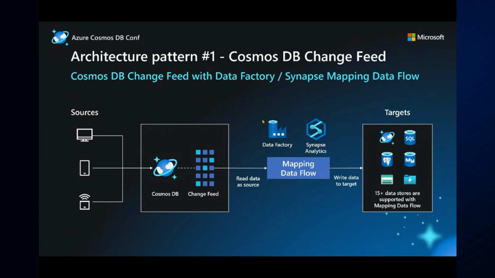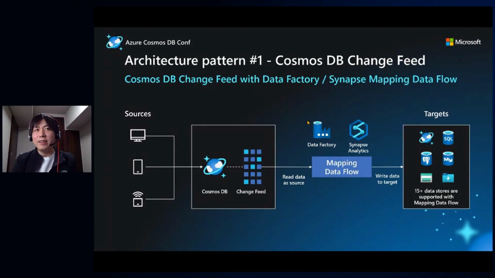Now I will talk about 5 architecture patterns. The first pattern is the combination of Cosmos DB change feed and mapping data flow. Mapping data flow is available in both Data Factory and Synapse Analytics. Mapping data flow reads the data from Cosmos DB change feed, transforms the data, and outputs it to the data store. Mapping data flow supports over 15 data stores, including Cosmos DB, Azure SQL, PostgreSQL, and so on.